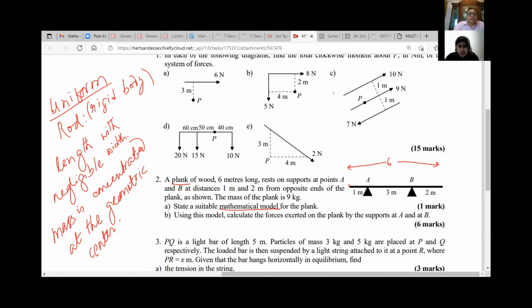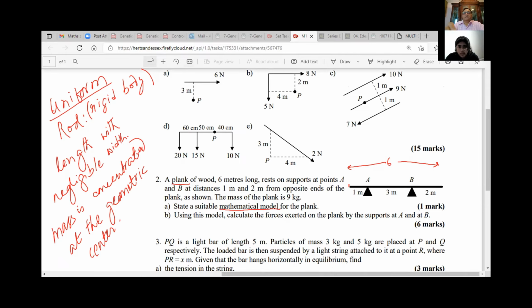Now let's solve. Using this model, calculate the forces exerted on the plank by supports at A and B. So basically, we want to find the reaction at A and B, right?